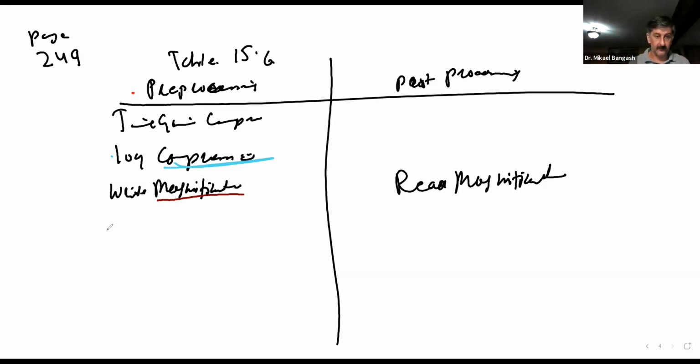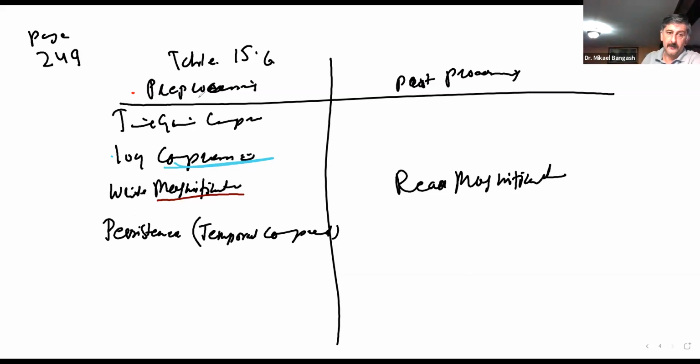Now, the next thing that you see, and we haven't discussed that yet, is called persistence. Here they use the term persistence. You girls can just write down that that is what we will call temporal compounding. We will talk about temporal compounding later on in this chapter. So another name for temporal compounding is persistence, and that's going to be an example of pre-processing.